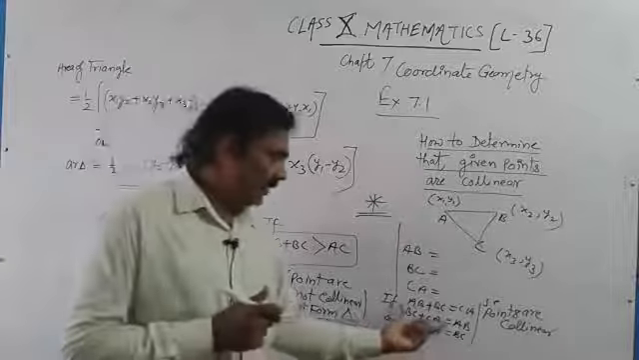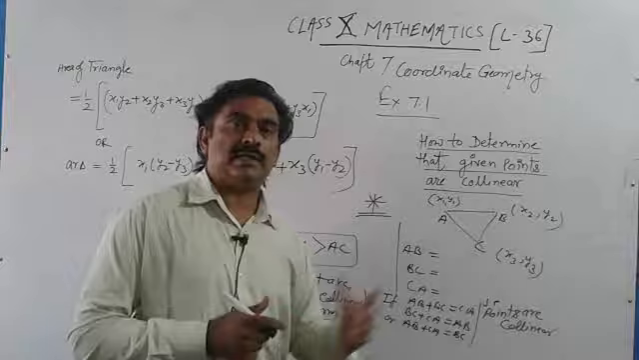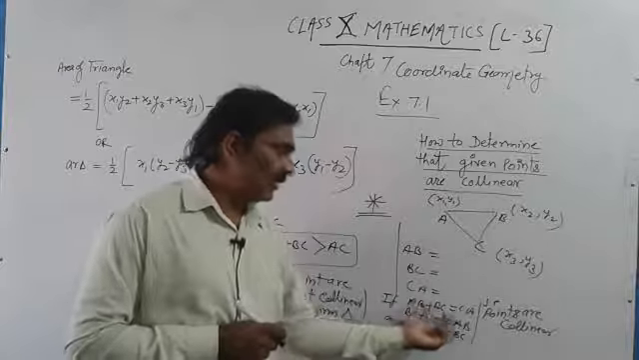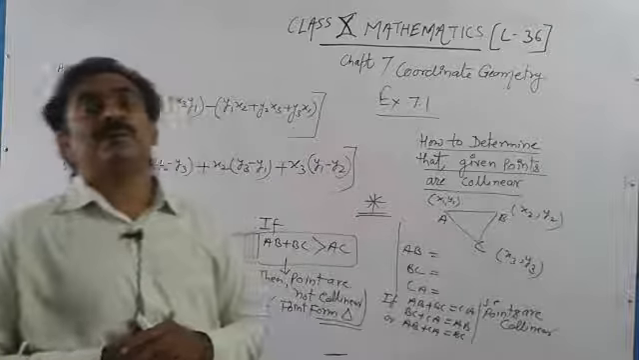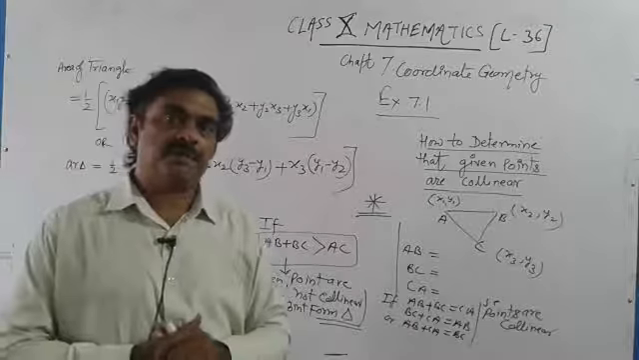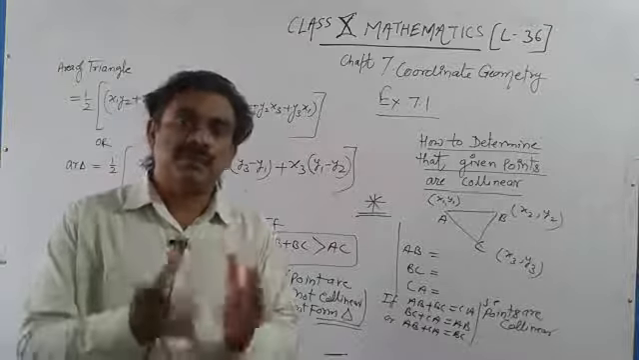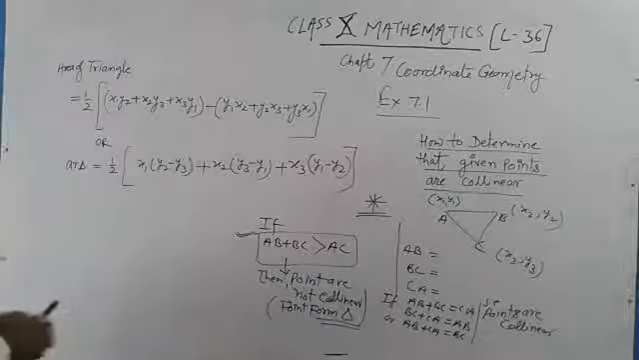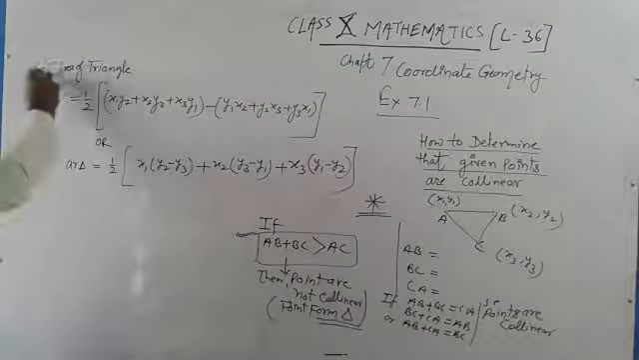But in case the sum of two sides is equal to the third side, it means the points are collinear. So it is the first case to judge whether points are collinear or not. Now come here. This is the second case.